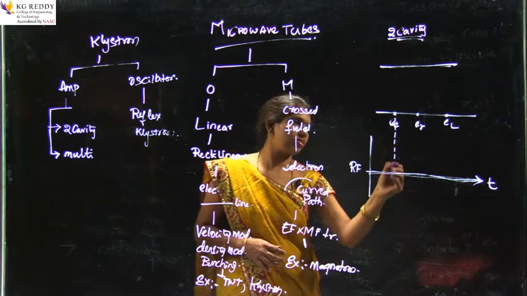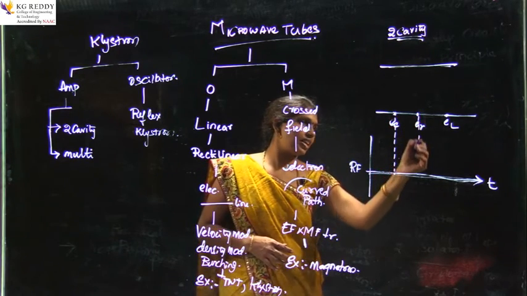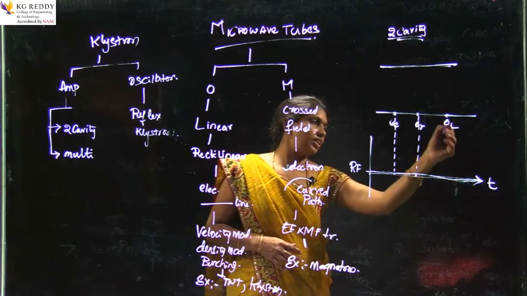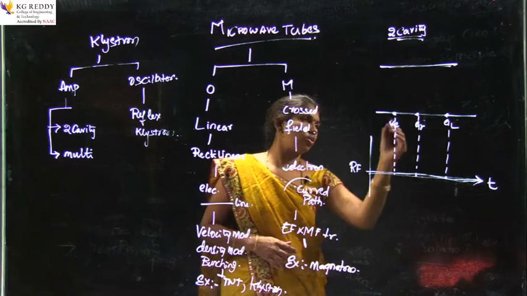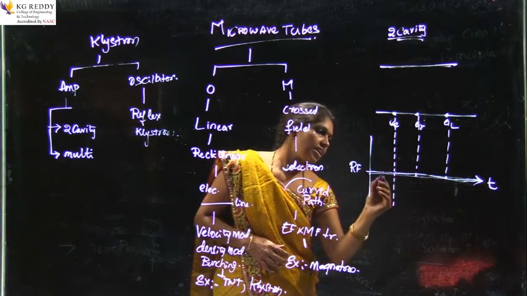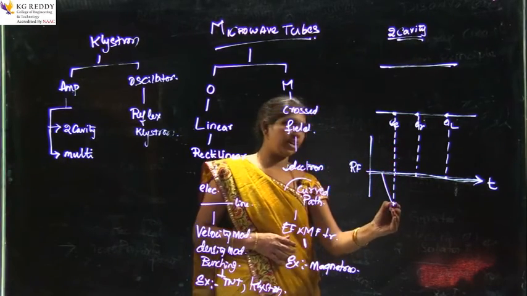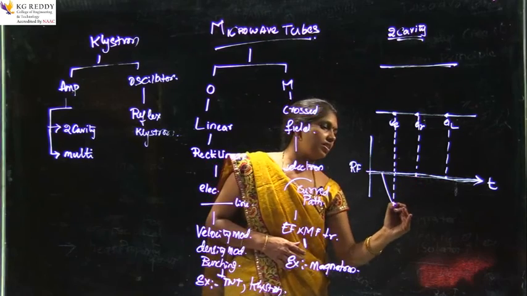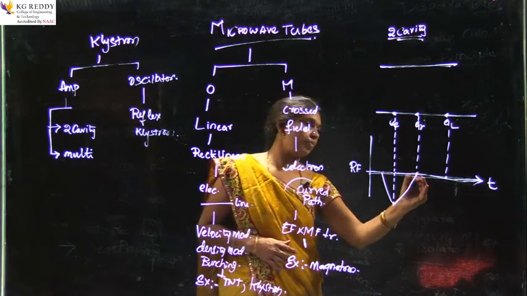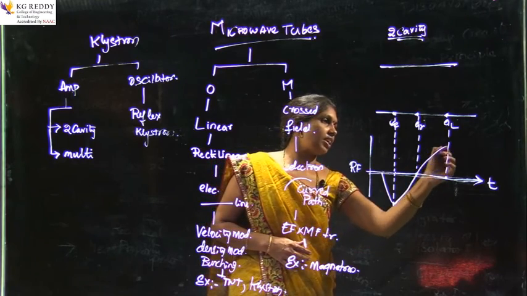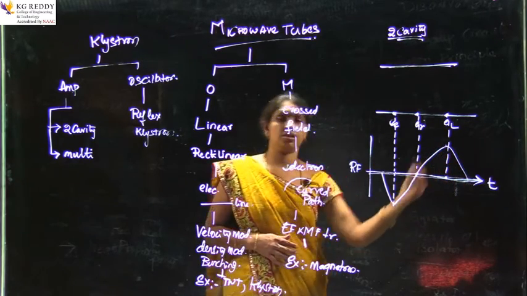Here, we have taken 3 electrons. The first electron is the early electron. The second electron is the reference electron. The third electron is the late electron. Now, this early electron interacts with the negative RF energy, whereas the reference electron interacts with 0 RF energy, and the late electron interacts with the positive RF energy.